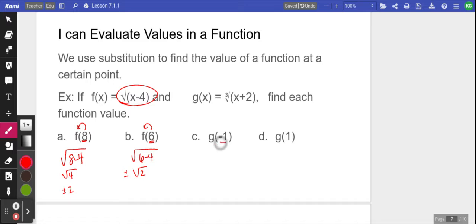The next one wants me to do negative 1 in the g function. So I'm going to do the cube root of negative 1 plus 2, which is the cube root of 1, which is 1. And the next one wants me to do the cube root of 1 plus 2, which is the cube root of 3, which is not a perfect cube. And so we're just going to leave it in simplest radical as the cube root of 3.